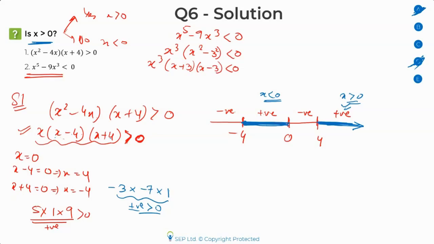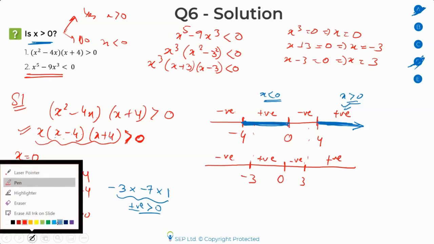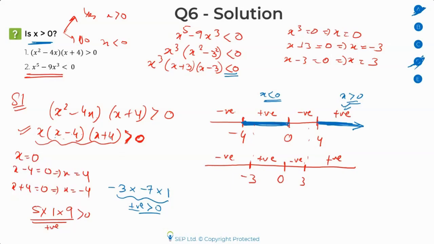So once again, you can draw a number line and find out the 0 points. x cube equal to 0 means x is 0. x plus 3 equal to 0 means x is minus 3. And x minus 3 equal to 0 means x equal to 3. So once again, mark these points 0, 3, and minus 3. I'm trying to make sure that it maps slightly with it. 3, minus 3. Okay. And once again, do the same stuff. Positive, negative, positive, negative. Now, if I look at the number line here, notice that I'm looking for less than 0. So I'm looking for values of x that are negative. The region where it is negative is this part. Notice carefully. It's this part and it's this part. Any doubts so far?